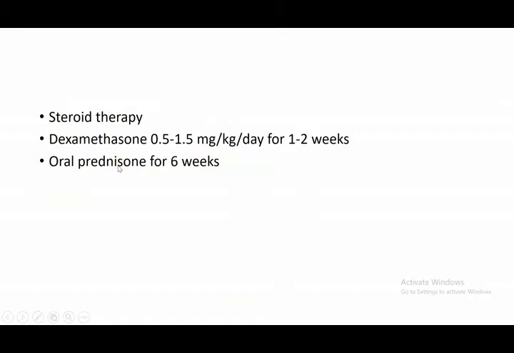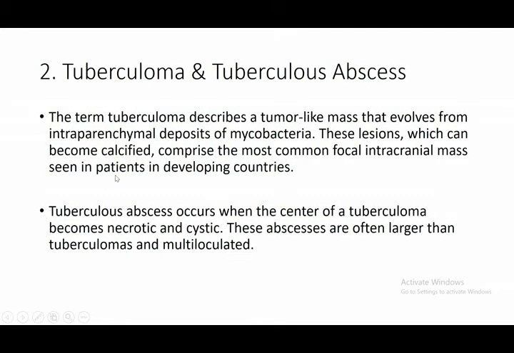Steroids in TB meningitis are very important, and for the initial 4 to 6 weeks you must give steroids to decrease inflammation and to decrease the complications associated with inflammation in the subarachnoid space. Tuberculoma and tuberculous abscess, as we discussed, are parenchymal infection compared to infection with TB in the meninges or subarachnoid space. So it can be focal brain disease.